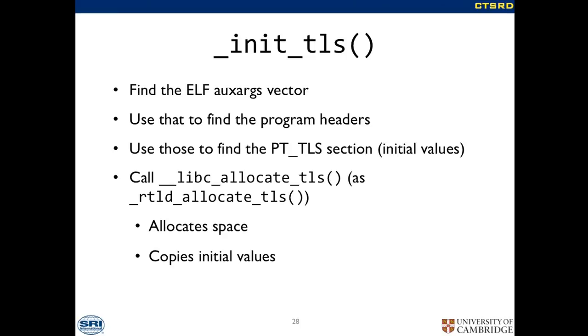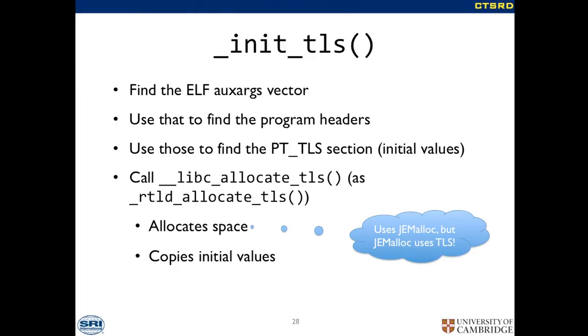Once it has that information and it's stored it so each thread can use it in the future, it calls this libc allocate TLS, which allocates space and initializes values as necessary. And this is where JE malloc comes in. So it needs to allocate space, and that space needs to be freeable later by calling free, because you might start another thread and kill the original one. So you can't just leak that, and you don't want to have to record that this one's special in some way.